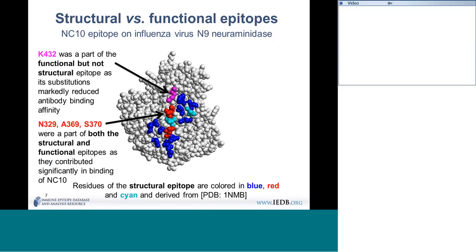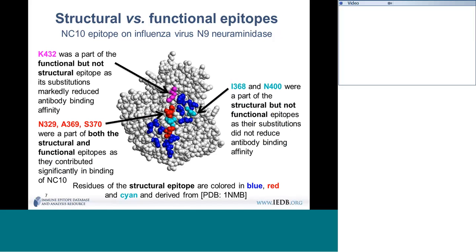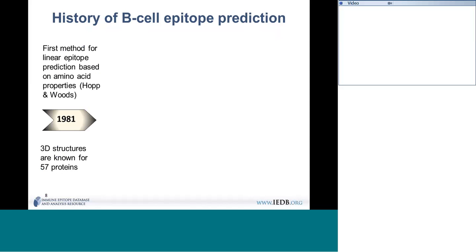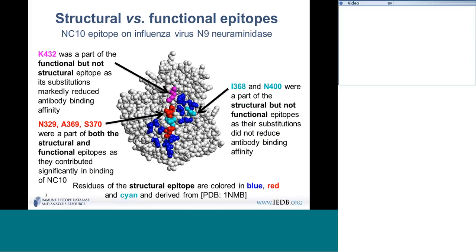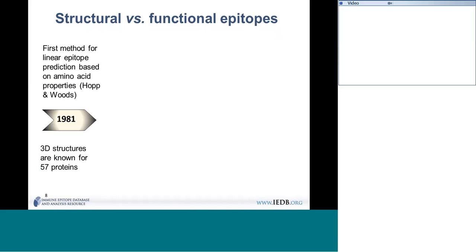At the same time, some residues, like the red one here, can be part of both structural and functional epitopes. And some residues can belong to structural epitopes, but we don't have experiments where they are shown to be functional, probably just because no one did such experiments. Okay, so that is how we can distinguish between functional and structural epitopes, and I will tell you later on why it's so important.